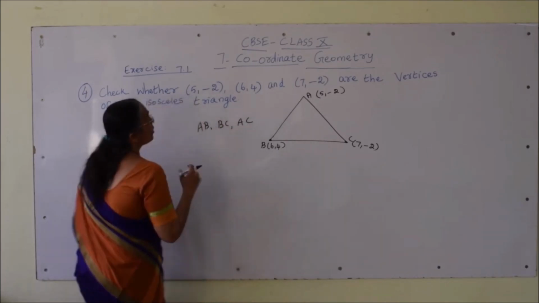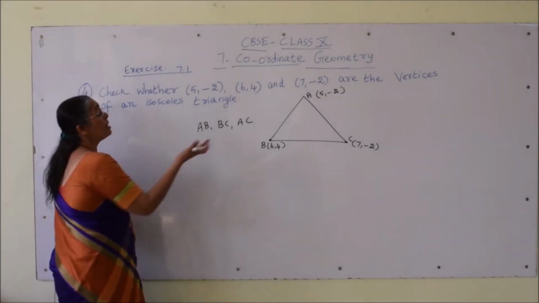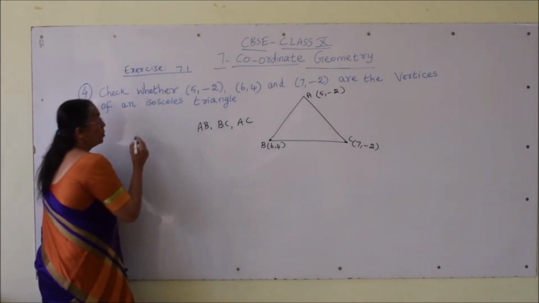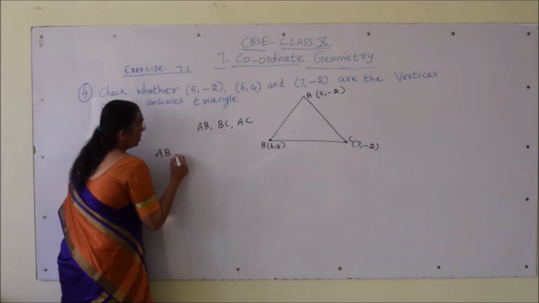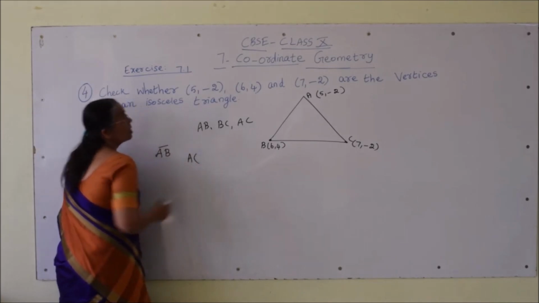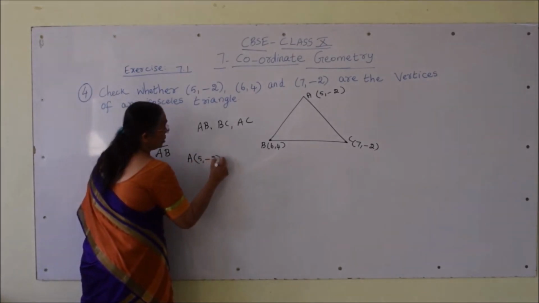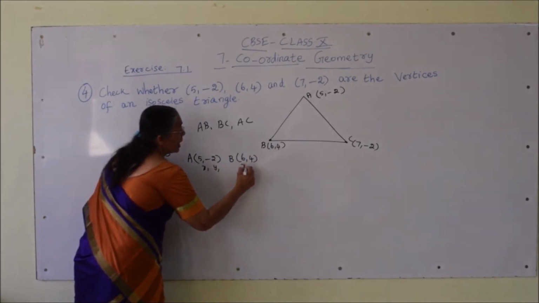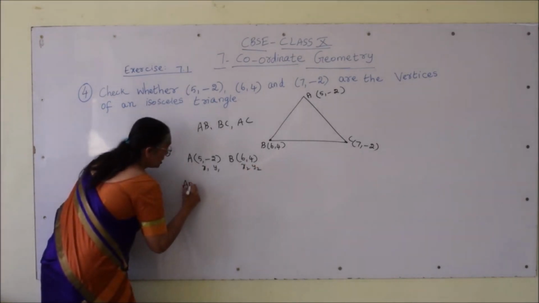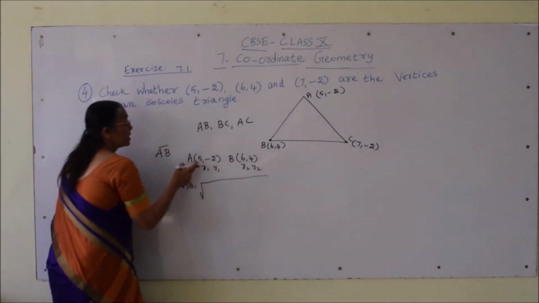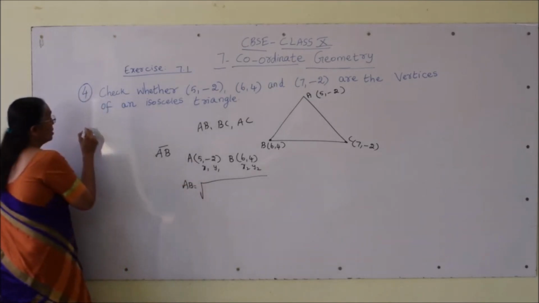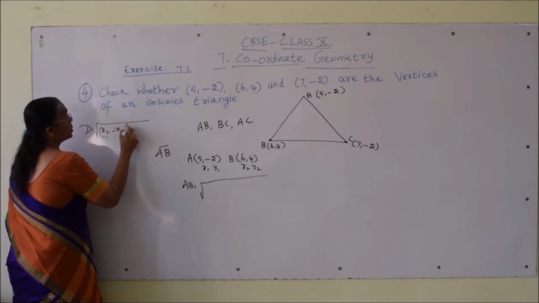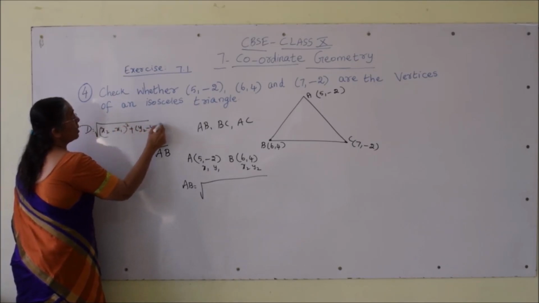In this, if any two sides are equal, then we will say the given triangle ABC is an isosceles triangle. Now, first let us find the distance AB. A vertex is (5, minus 2), B vertex is (6, 4), x1, y1, x2, y2. So, the distance AB is, let me write the distance formula once: the distance between 2 points is root over (x2 minus x1) whole square plus (y2 minus y1) whole square.